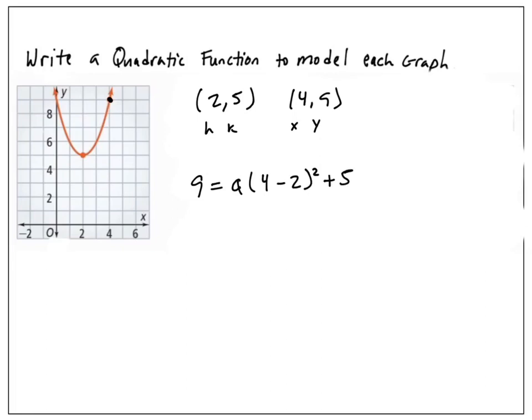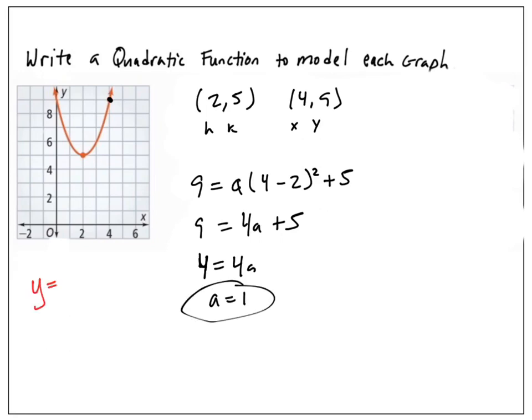4 minus 2 is 2, 2 squared is 4, so we've got 4a plus 5 equals 9. Minus 5, you get 4 equals 4a. So a has to equal 1. All right, and so if a is 1, our equation just becomes y equals 1 times (x minus 2) squared plus 5. Same thing we had before, except I didn't put the 1 there.